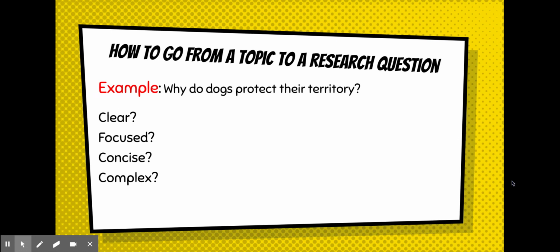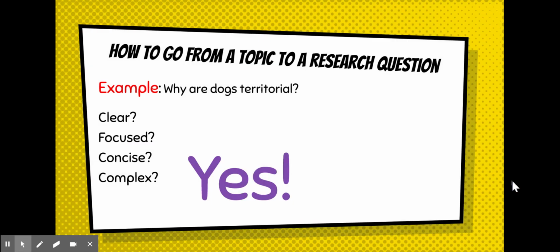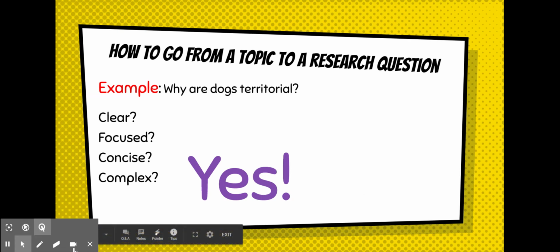Why do dogs protect their territory? Is that clear? Yeah, now I see what you're asking. Is it focused? Yes, I'm focusing on just this instinct to protect their area, their zone, their food, their bowl, their bed. Is it concise? Yeah, it's definitely shorter. And is it complex? Yeah, the reasons why dogs protect their territory is not just yes or no. Or why are dogs territorial? Sorry, that was two different versions of the same question. Those would both work.